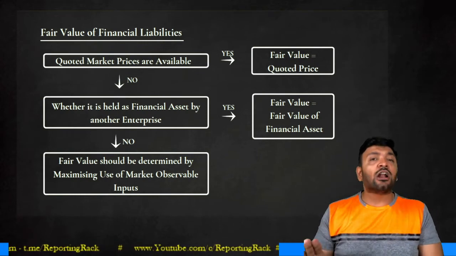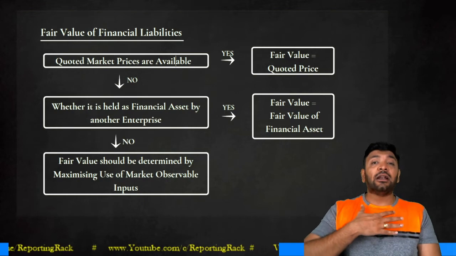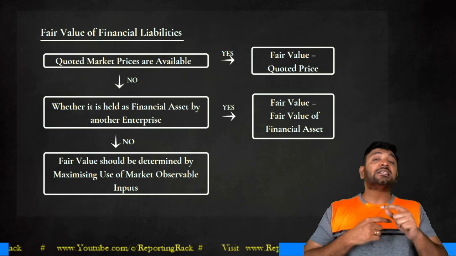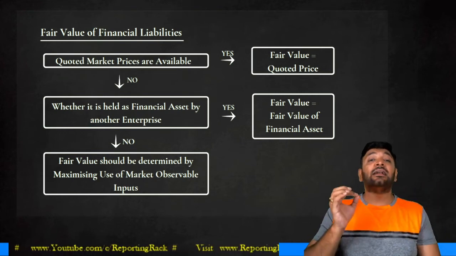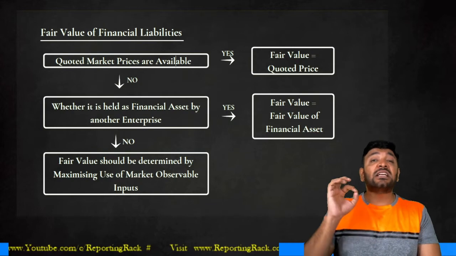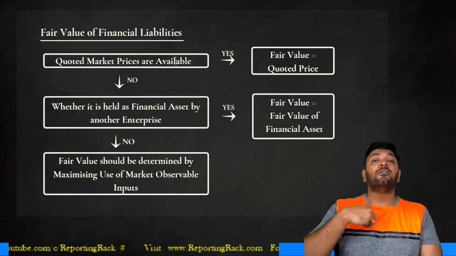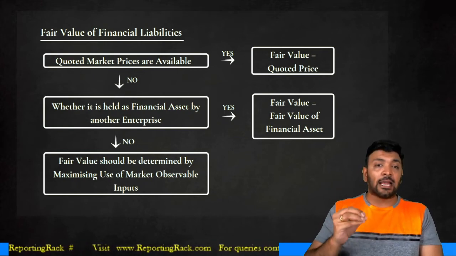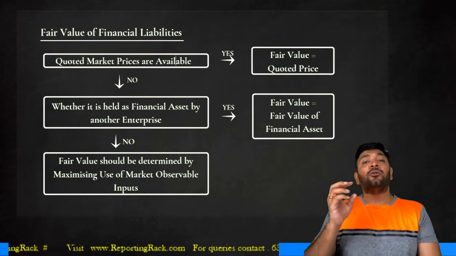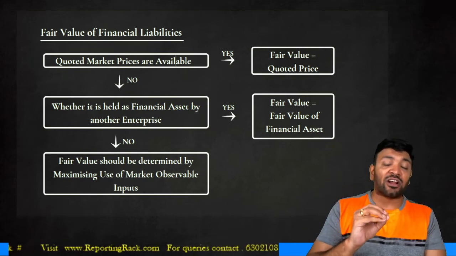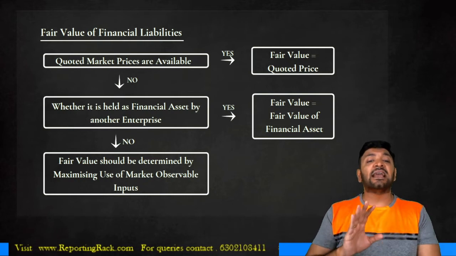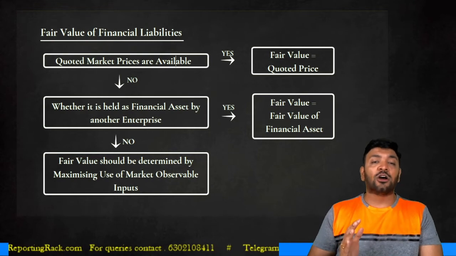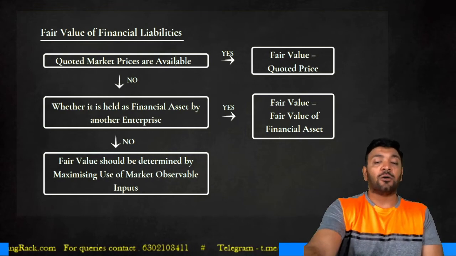If an active market does not exist, then see if the financial liability of my enterprise is held as a financial asset by another enterprise. If it is held as a financial asset by another enterprise, then determine the fair value of the asset, and such fair value of the financial asset should be considered as the fair value of the financial liability. If you cannot determine the market price of the financial liability with respect to an active market, nor can you determine fair value with respect to the financial asset of another enterprise, in such a case, I will determine fair value by maximizing the market use of observable inputs and minimizing the use of unobservable inputs.